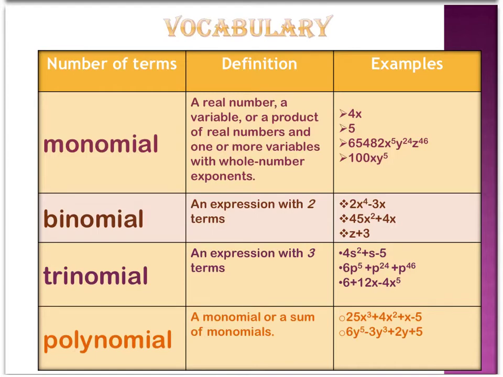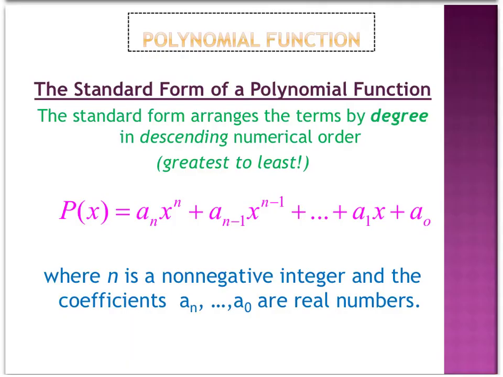So polynomials are a monomial or a sum of monomials. So all three of these are polynomials. Poly means many, okay? So many monomials together, or one monomial still considered a polynomial.